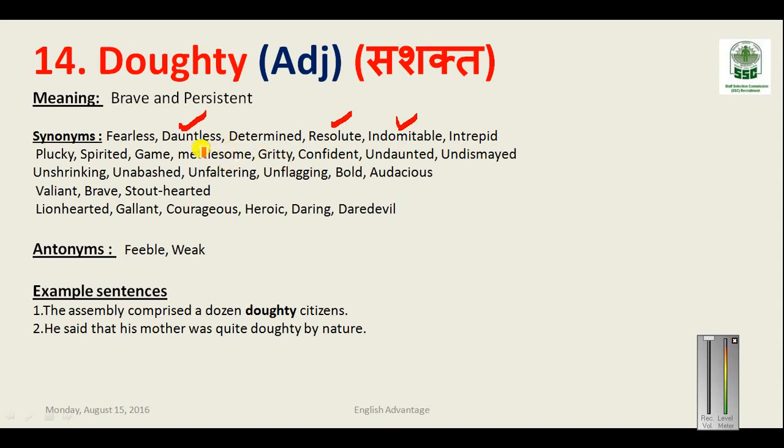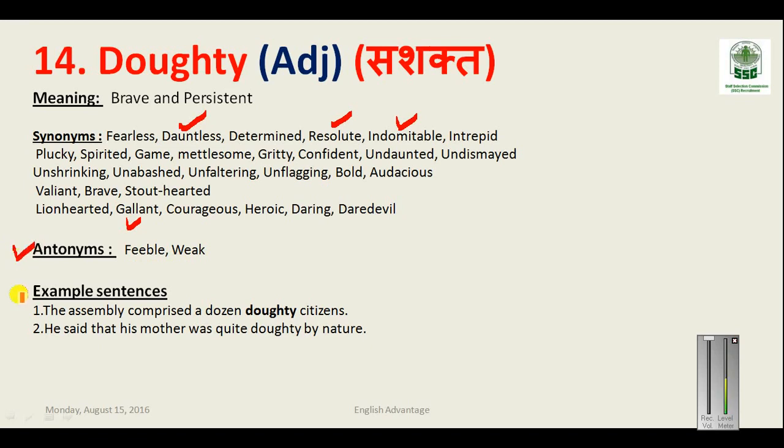Mettle means power or mental strength, so you can say mettlesome, game, spirited, plucky, unshrinking, unabashed, very important word, unfaltering, unflagging, bold and audacious. One more word is very important, gallant. You must have heard about the gallantry award that is given for bravery. Okay, gallant, courageous, heroic, daring and daredevil. So many words I have taken here as synonyms. And feeble means somebody who is very very weak. So this will be the antonym.